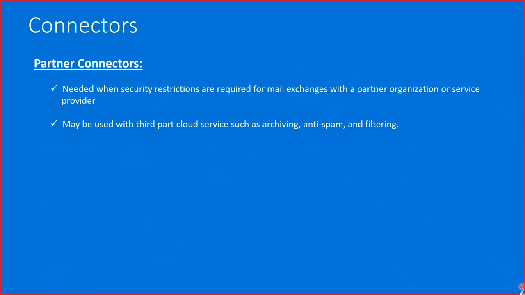So in these type of scenarios, when you want to have some restrictions on how mail is transmitted between your organization and an external third party, we use a partner connector type. As we see, it's needed primarily for security restrictions between mail exchanges with a partner organization or service provider. We've seen a lot of customers use partner connectors because they have third-party services like for archiving, anti-spam filtering.